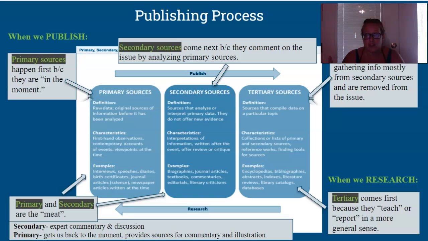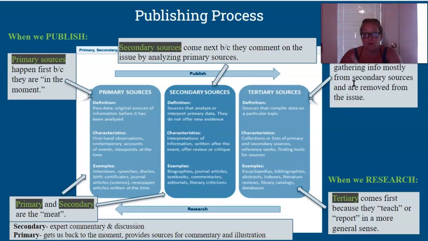Next is secondary sources because they comment on the issue by analyzing primary sources. They are your biographies, journal articles, sometimes textbooks, commentaries, editorials. A lot of articles are secondary because they provide commentary on the issue, because they analyze and interpret primary data. They come out next. So an article that came out in 2005 about 9/11 that used images and interviews and news articles from that time would be secondary.